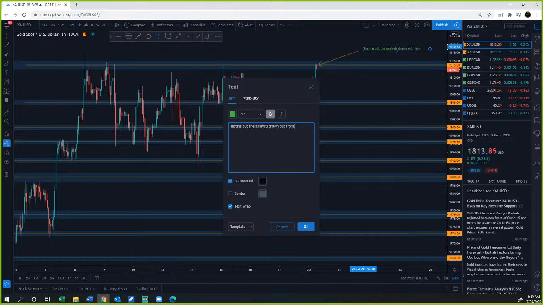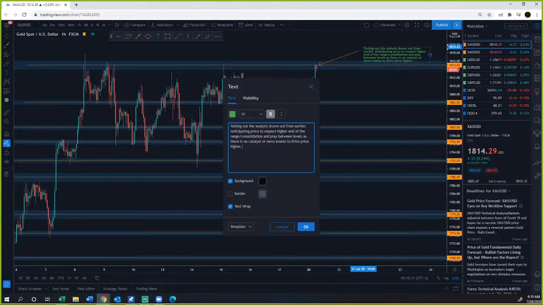Going to GoDaddy. It's not asking for the password anymore. That's interesting. That's good.